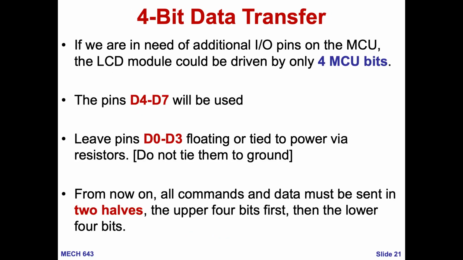Okay, so this is how I can transfer data in 4-bit. I will use only D4 to D7. D0 to D3 will be floating in general, so I do not connect anything to them. This is the same as I showed you how to connect it in Tinkercad. So I will send every byte in 2 halves.